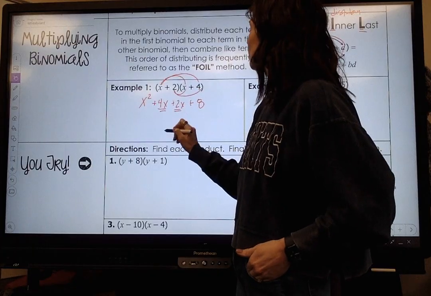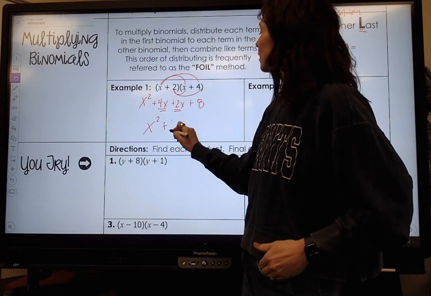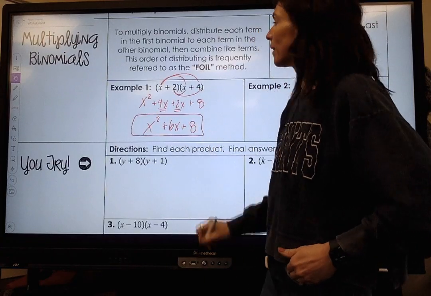So these guys can be combined. But standard form says greatest degree first, then my linear term, then my constant term. So this is my final answer.